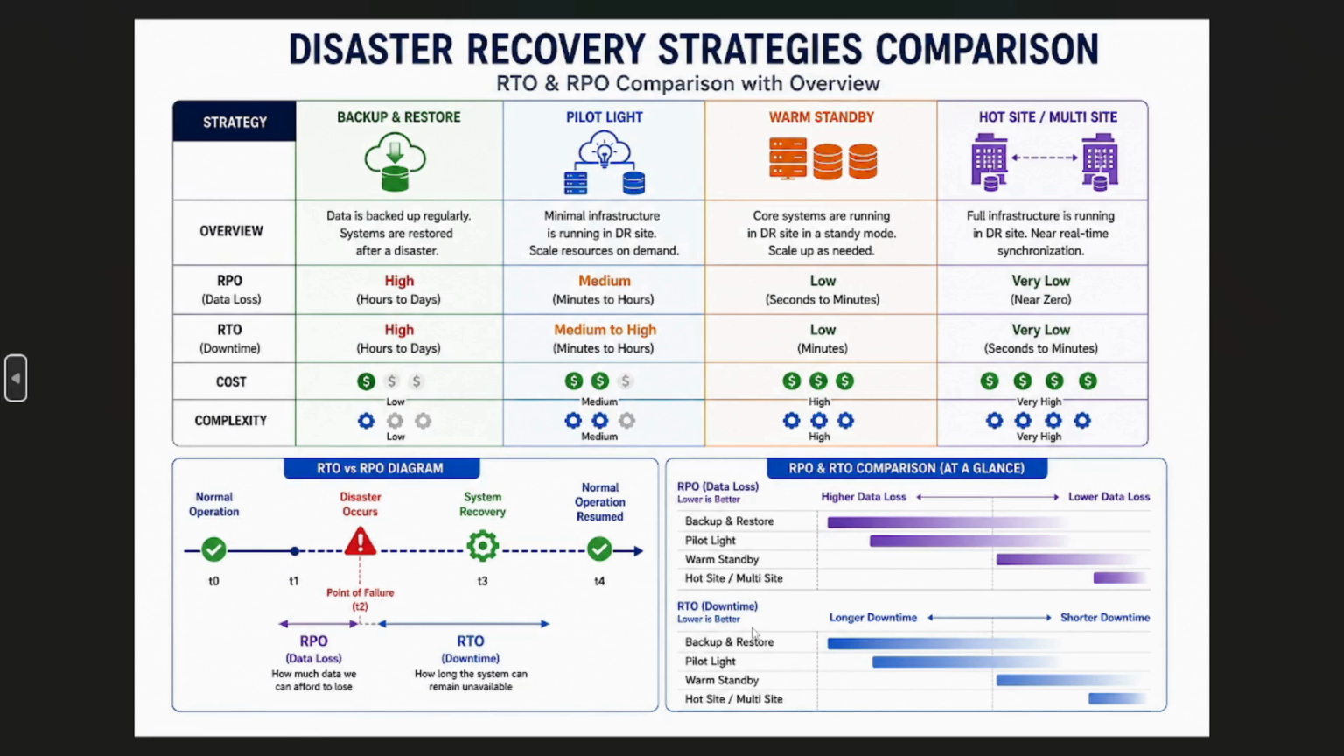As you can see, the RTO downtime in case of backup and restore is very high. Pilot light is a little better than backup and restore. Warm standby is a little better than the pilot light, and hot site is like zero. You could say near zero downtime. So these are the various disaster recovery strategies in AWS.